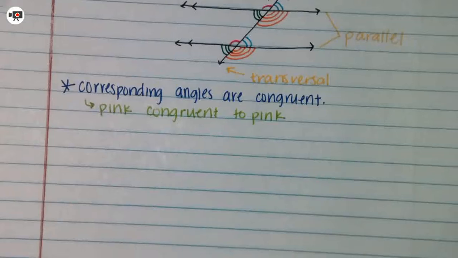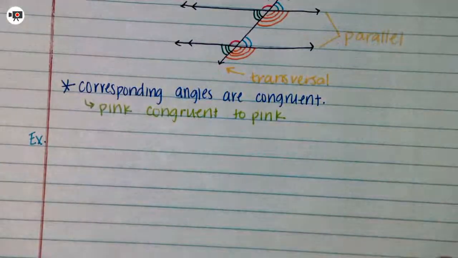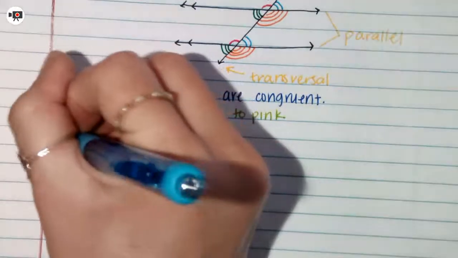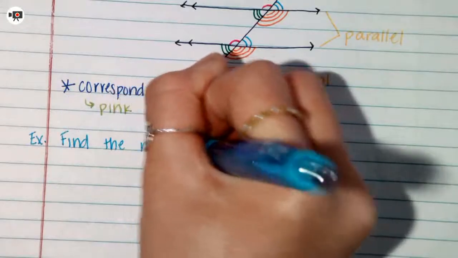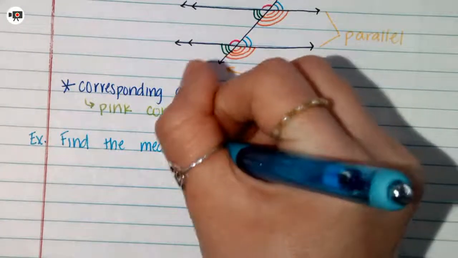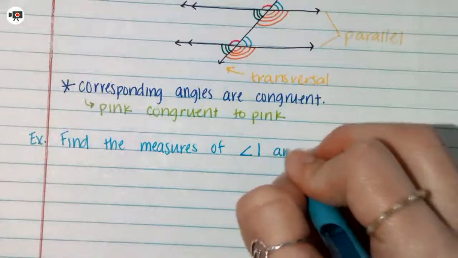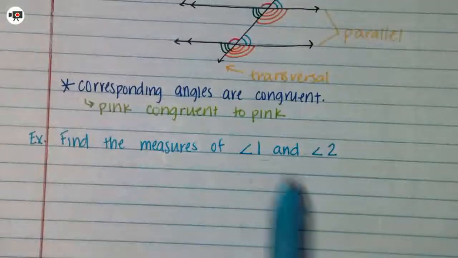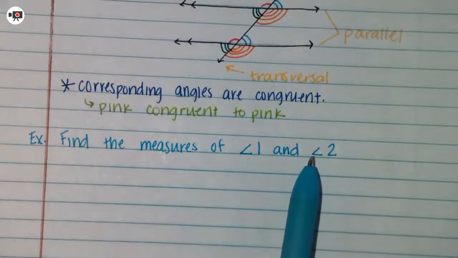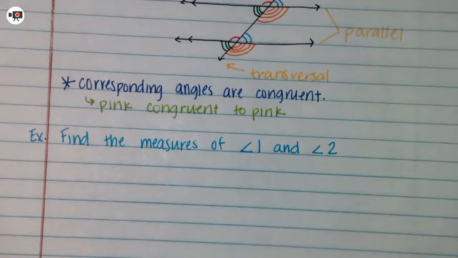So we can do some things with this. We're going to find the measure of angle 1 and angle 2. So to show I'm talking about angles, I put a little angle symbol. This is not a less than symbol. It kind of looks like it, but it's not quite.